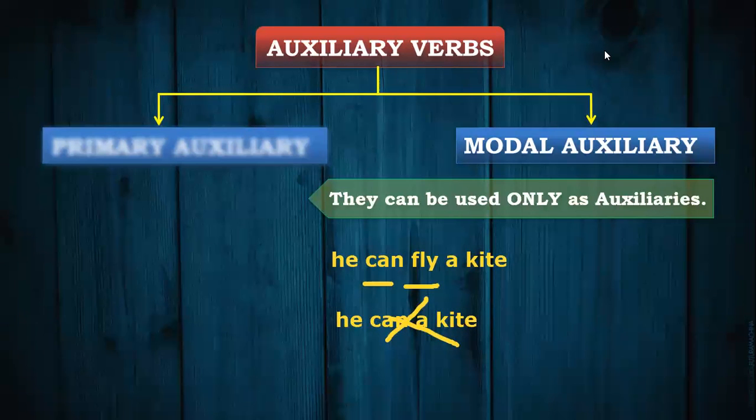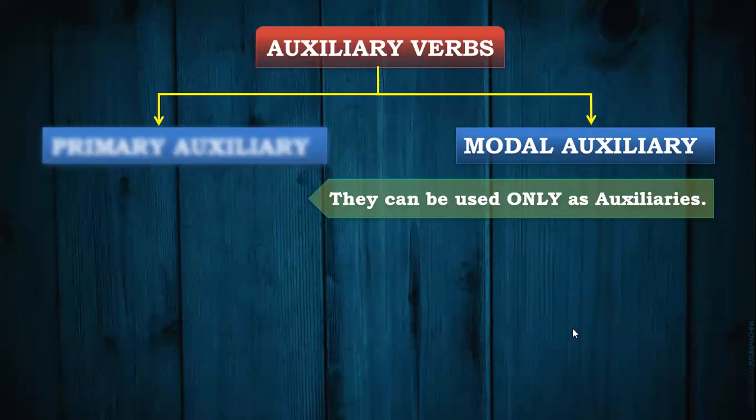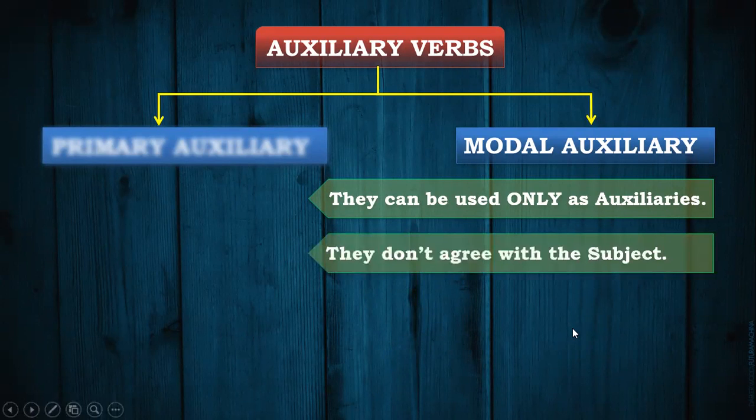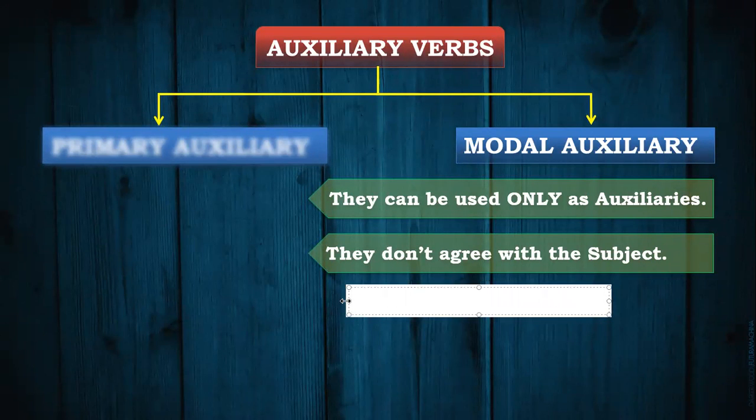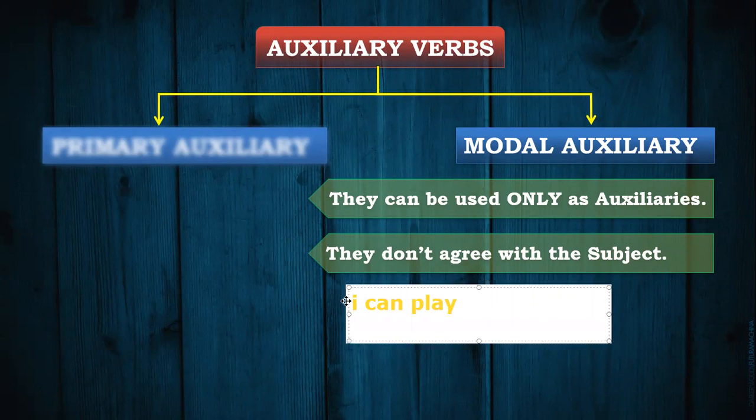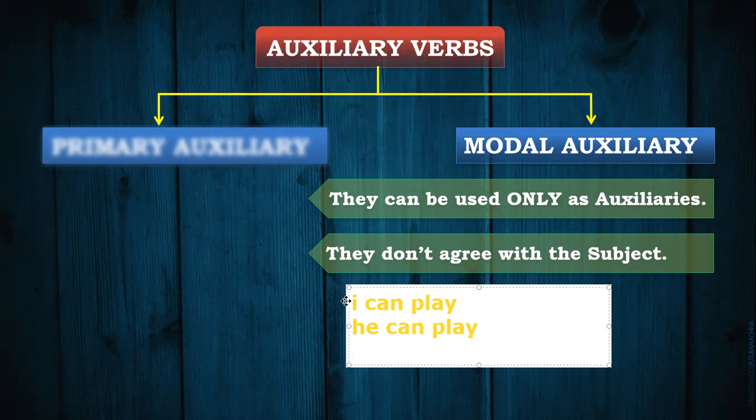Isn't that easy to remember? Yes. So now it's time to go on to the second concept. The second concept says they don't agree with the subject, which means they do not change with the subject. So the examples are: I can play, he can play, she can play.